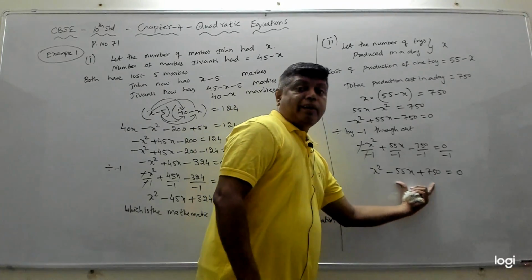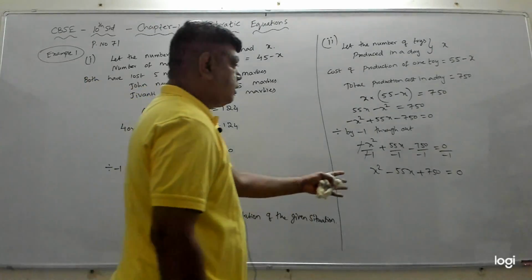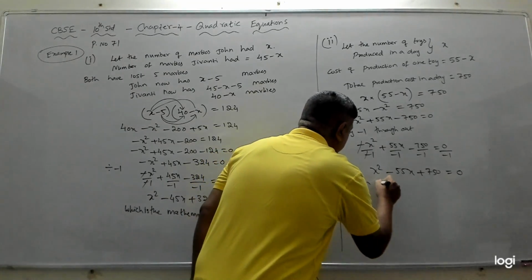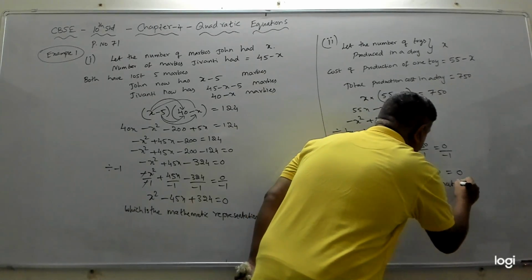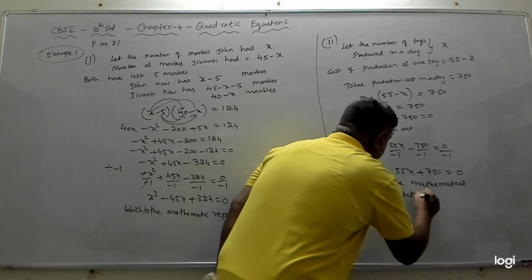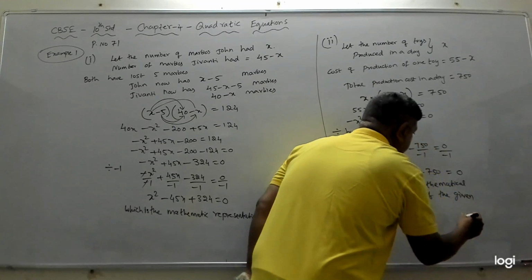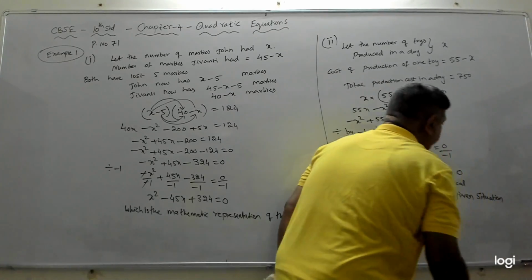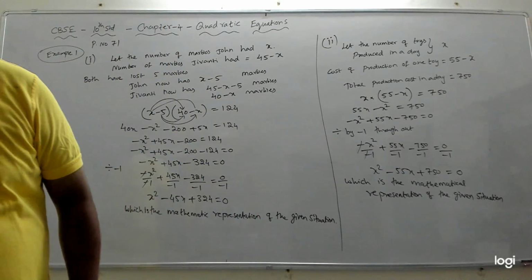So now we have got an equation, which means we have represented the given situation mathematically. So we'll say which is the mathematical representation of the given situation.